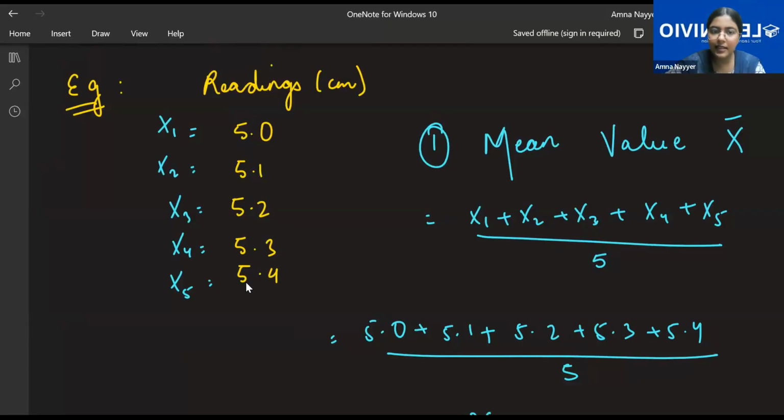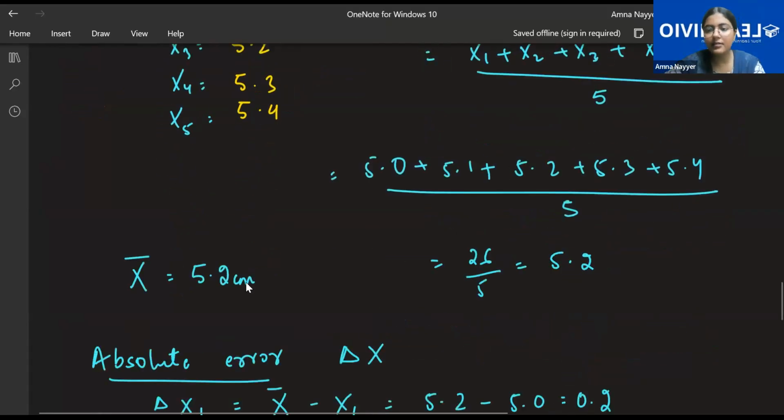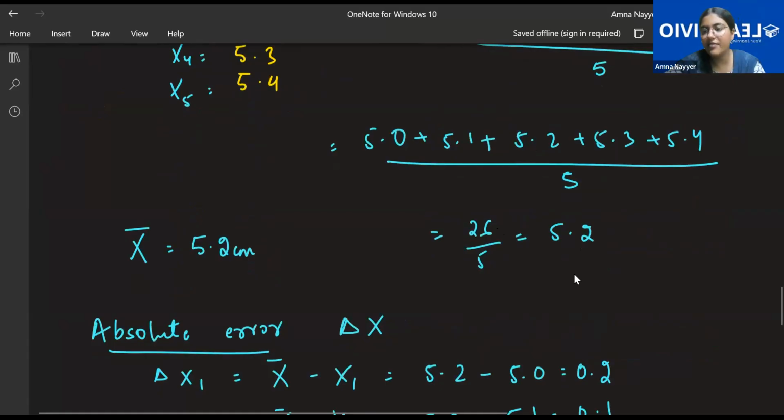If, let's say, when we add it, it's 26, then 26 divided by 5. When you take the mean, that is represented by an x bar. This is known as its mean value. Okay, this value that we get is known as the mean value. That is the mean, and next is the mean absolute error.